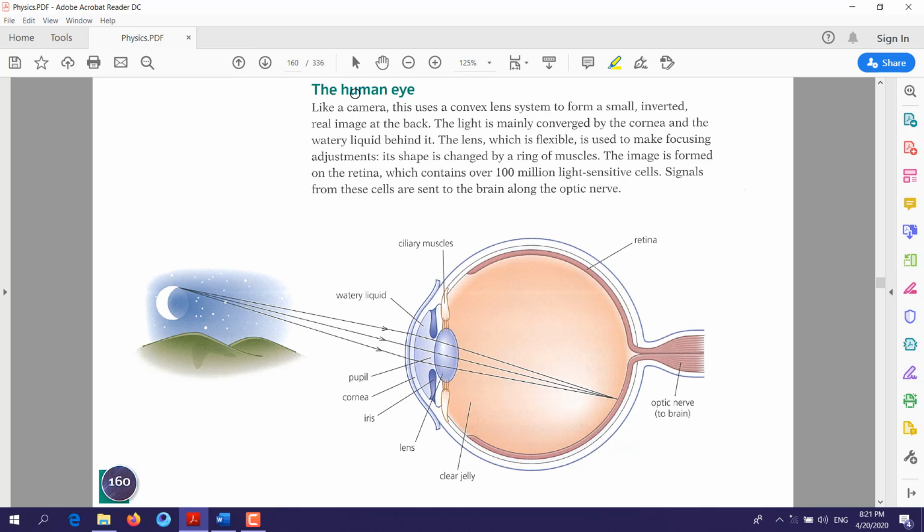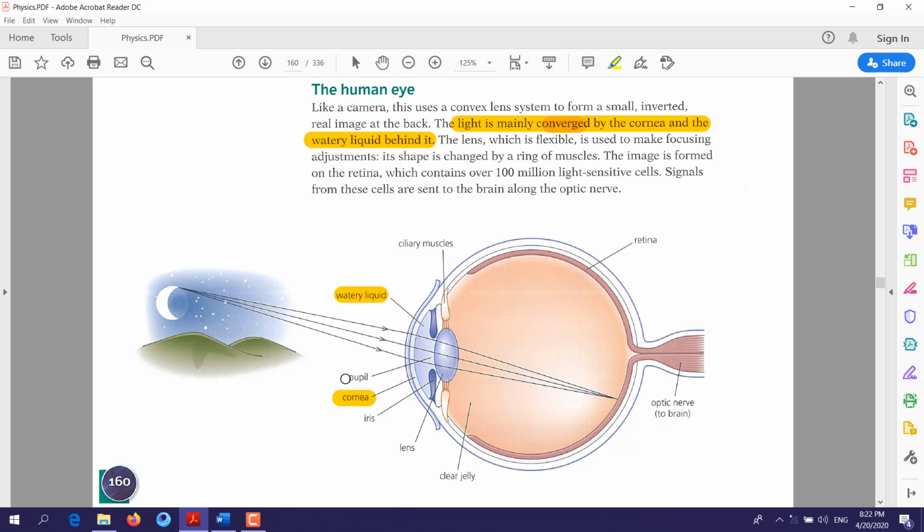The second one, the human eye. The principle of how our eyes work is the same as the principle of cameras. How's that? Also here, we have an object, it sends light. When this light passes through the eye, firstly it passes through the cornea and the watery liquid. The cornea and watery liquid converge the light. So the light is mainly converged by the cornea and the watery liquid behind it.